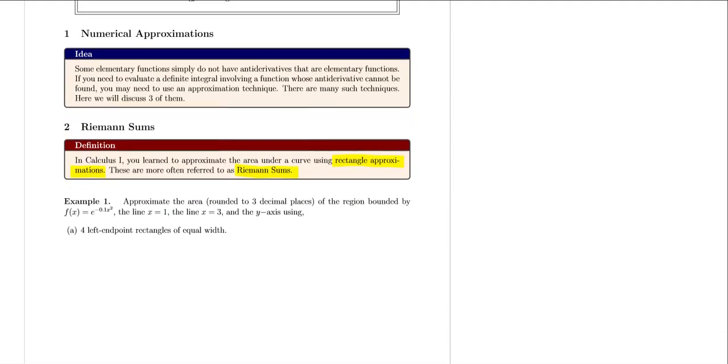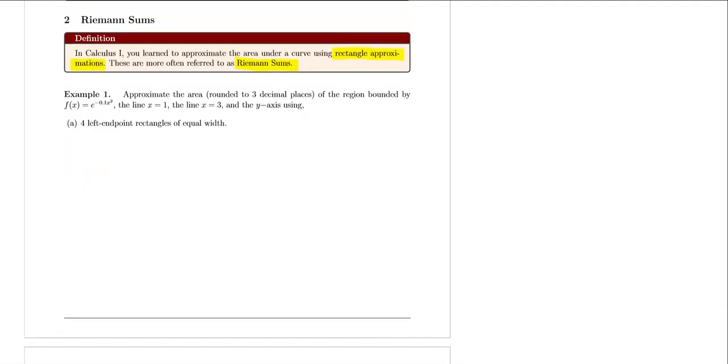So example 1 here is asking us to approximate the area, rounded to 3 decimal places, of the region bounded by the function f of x equals e raised to the negative 0.1 x squared, the line x equals 1, the line x equals 3, and the y-axis. Now we will want to approximate this one here using 4 left endpoint rectangles with equal width.